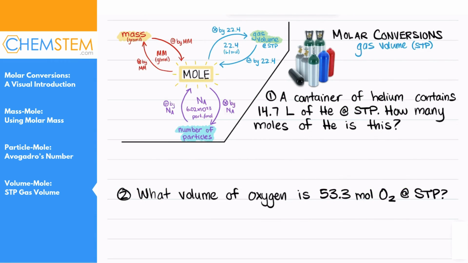Now we're going to practice using the molar conversion that connects moles to gas volume, which is going to be this part of our diagram. We're going to verify that everything checks out. A container of helium contains 14.7 liters of helium at STP. Helium is a gas, and remember this number only applies to gases at STP. How many moles of helium is 14.7 liters of helium?